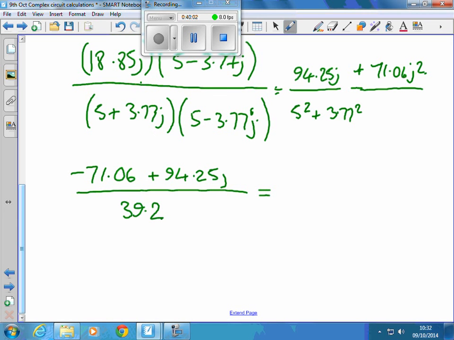So then the final result of that is you split it. You do minus 71.06 divided by 39.2, and 94.25J divided by 39.2. Here we divide the 71.06 by 39.2 and get the real part of the result. Divide 94.25J by 39.2, get the imaginary part. What is that if we convert it into polar form?